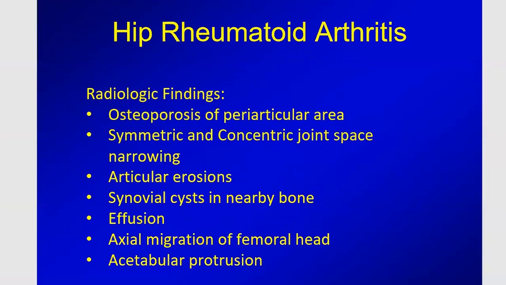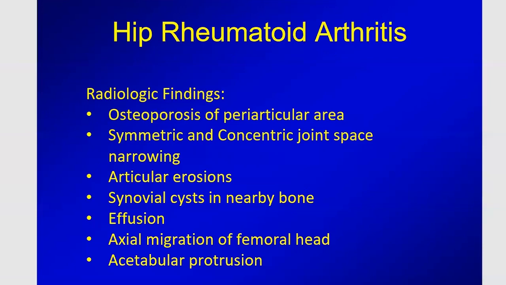Now, when it comes to rheumatoid arthritis, very different situation happening here, right? So osteoarthritis is going to be a lot of wear and tear on one particular part of the body. Remember that rheumatoid arthritis is a systemic pathology. So a lot of times what we're going to see are things that are systemic and therefore very symmetric. So we might see some osteoporosis. We might see symmetric and concentric joint space narrowing. We might see synovial cysts, articular erosions. We'll see some effusion around the joint.